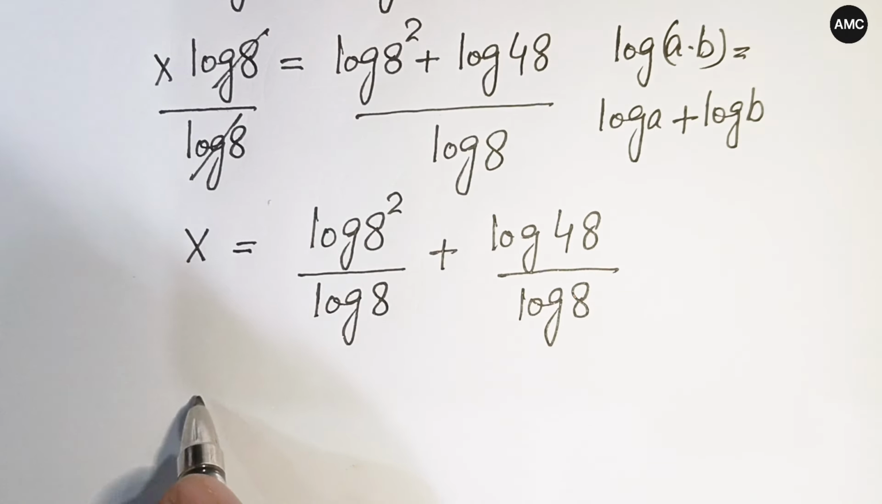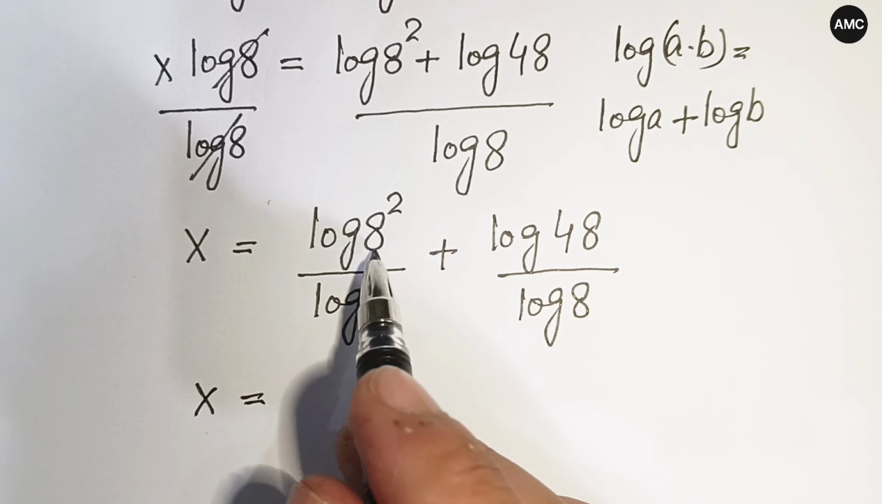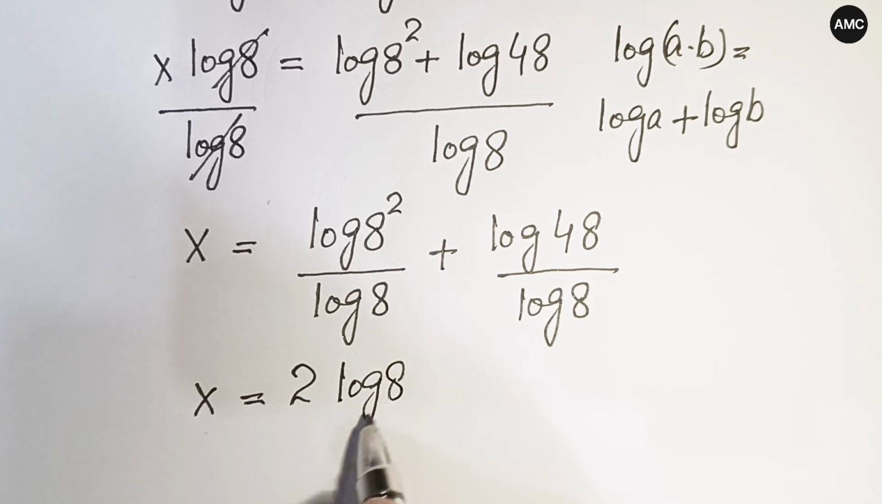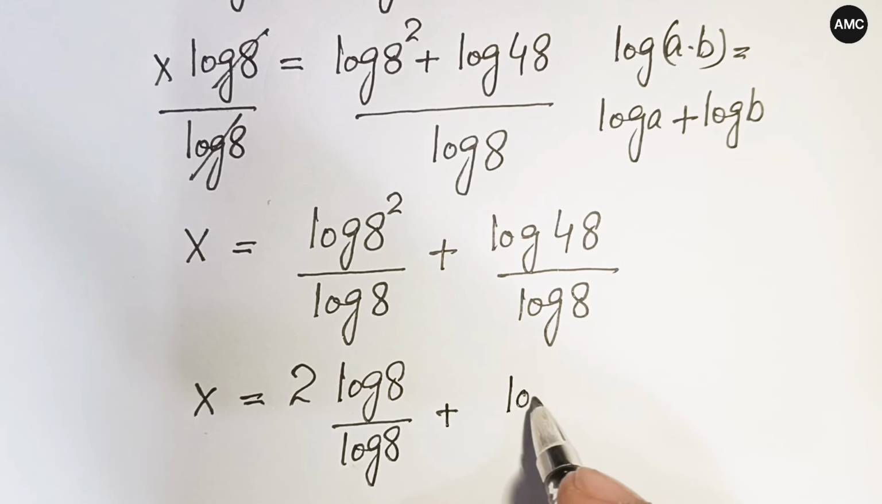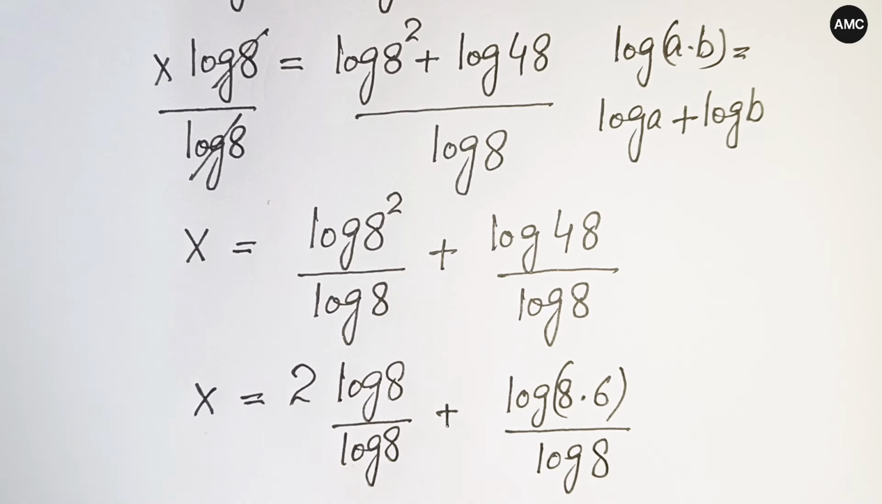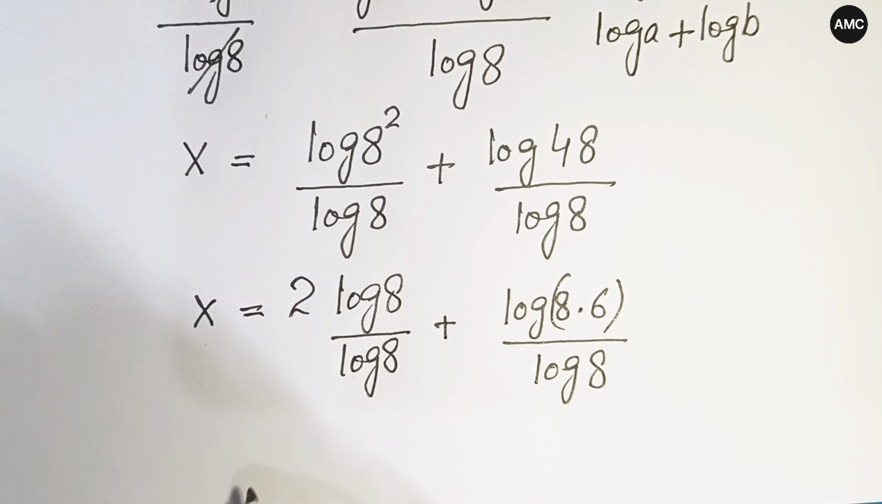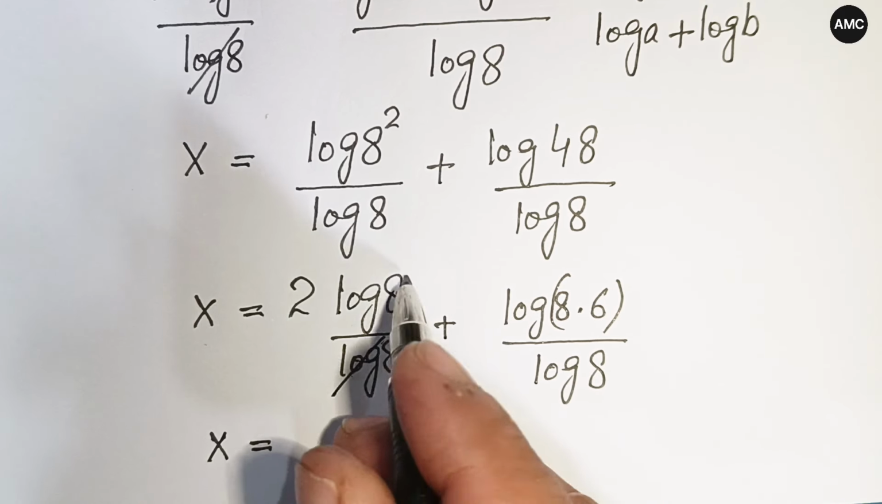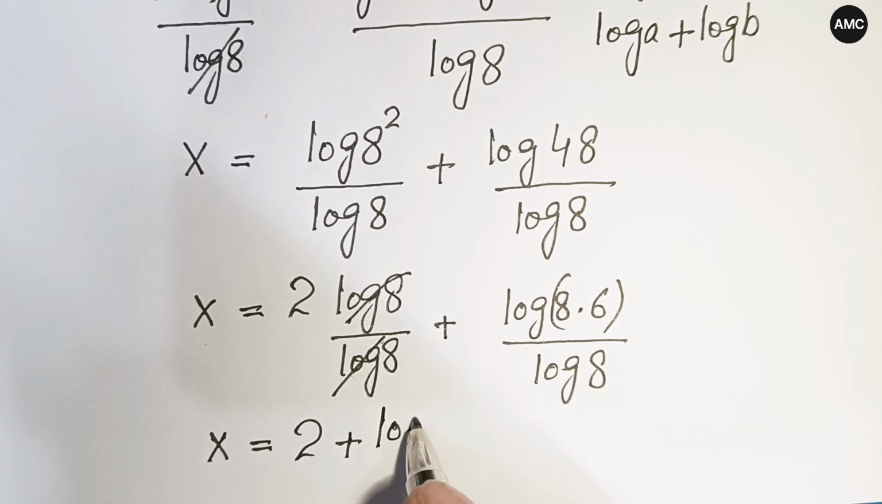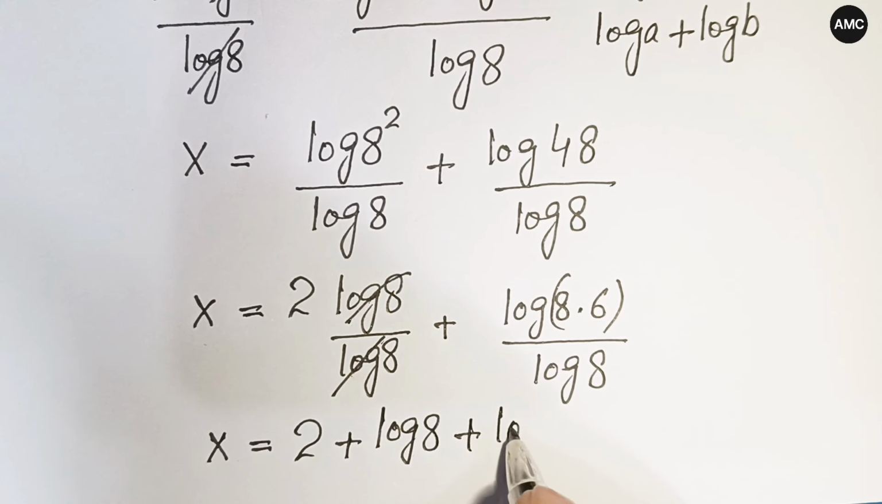Now our next step: x is equal to, applying the logarithm power law, this 2 is shifted, so we get 2 log 8 over log 8, and here we have log 48, which is log of 8 times 6, all over log 8. Now x is equal to, this log 8 is cancelled, we get 2 plus, and here we use the product law, so we have log 8 plus log 6 all over log 8.